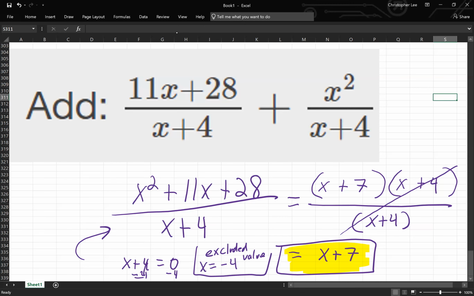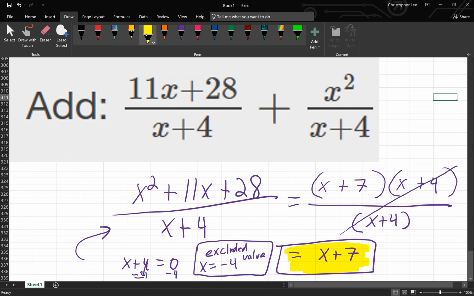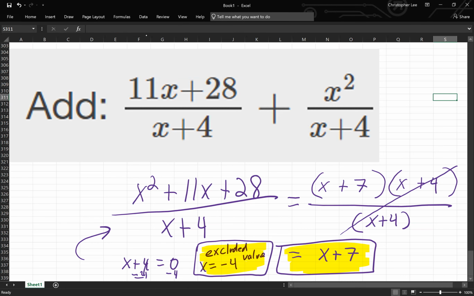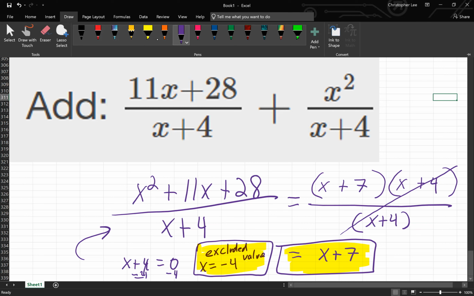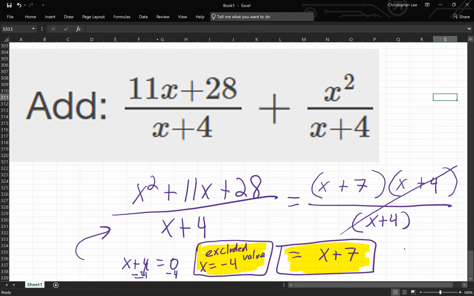Sometimes in the homework, they're going to ask you for that as well. So basically, when they're asking you about the excluded value, the denominator cannot be equal to 0. That's illegal. So set the denominator equal to 0, and when they ask what the excluded value is, you just tell them it's this number right here. X equals negative 4. That's the excluded value, but the answer to the overall question is x plus 7.